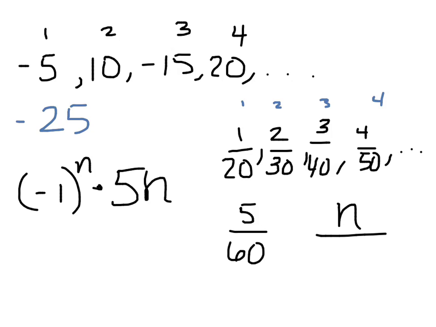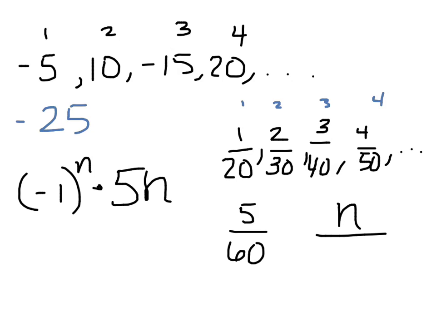Now, the tricky part comes with finding the bottom. You said they're going up by tens, but if I put 1 plus 10, that's not 20. So if I'm putting 1 in there, how do I get 20 out? I can multiply it by 20. But if I do that, the next number, 2 times 20, is not 30. So that doesn't work. I could add 19. 1 plus 19 is 20. Yeah, but 2 plus 19 is not 30.